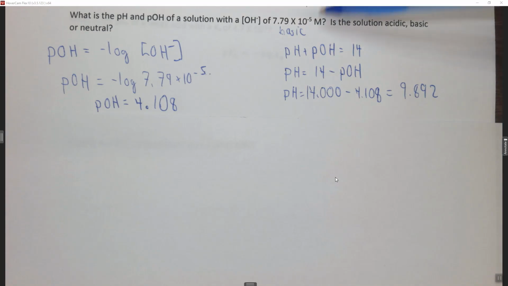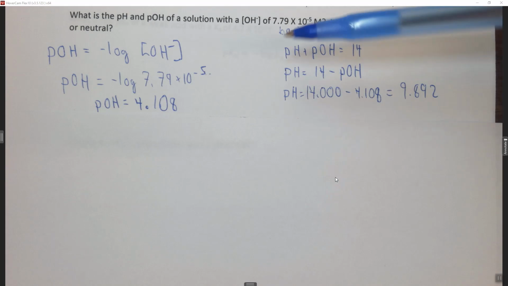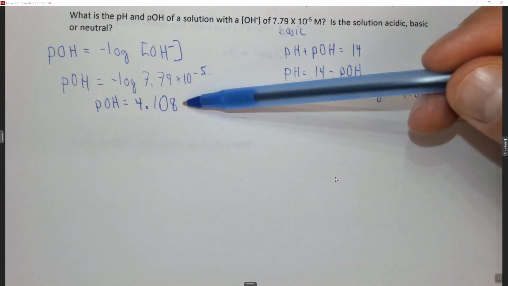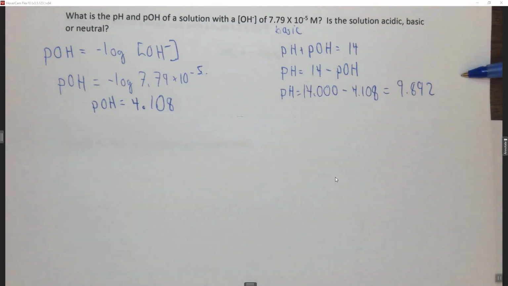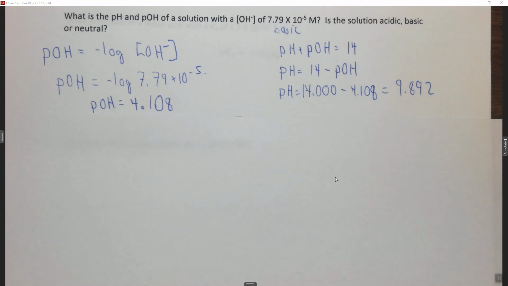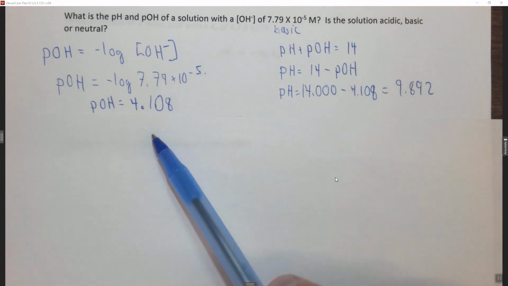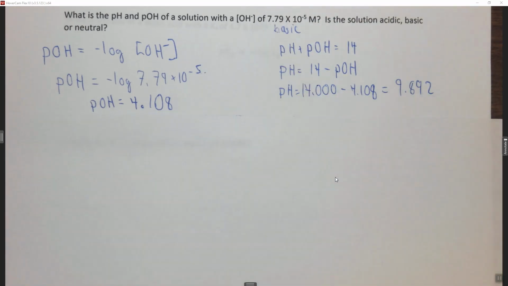Note that this number being greater than 1 times 10 to the minus 7 made it basic. A pOH of less than 7 means it's basic. A pH of greater than 7 means it's basic. So all of these things should line up because basically these are just logarithms of this. So that is basically how the system works.